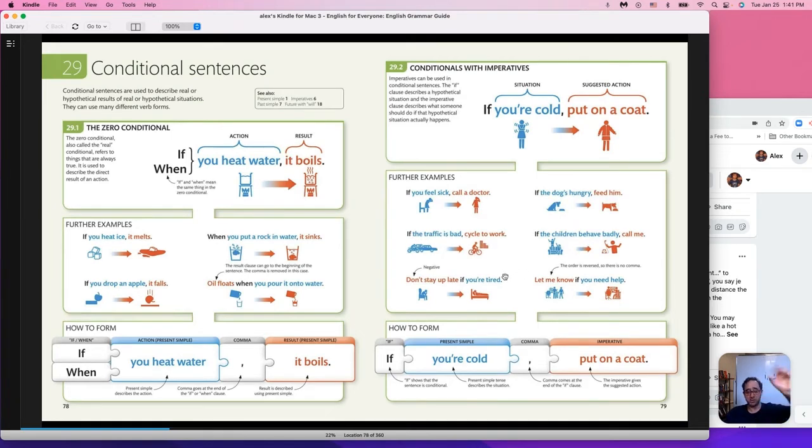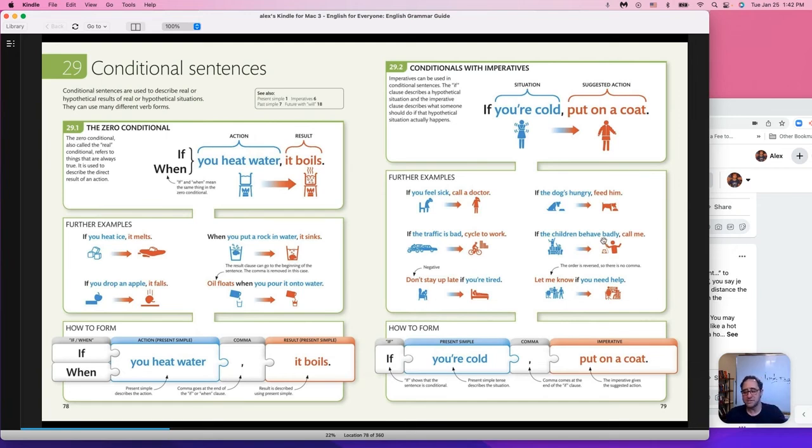Now we're switching it around. Don't stay up late if you're tired. This is the negative version. And I have to use do in this. If we switched it around, if you're tired, comma, don't stay up late. I could also do a non-negative. Stay up late if you're not tired. If you're not tired, stay up late. See how I use that?